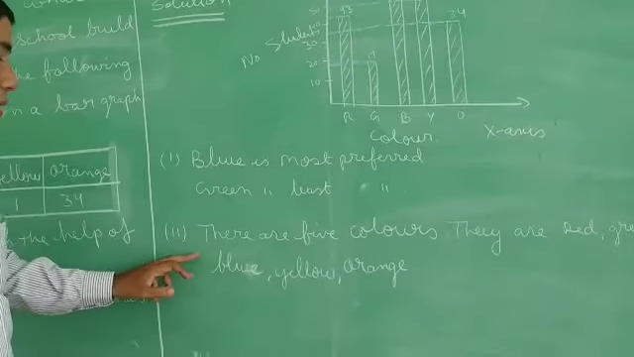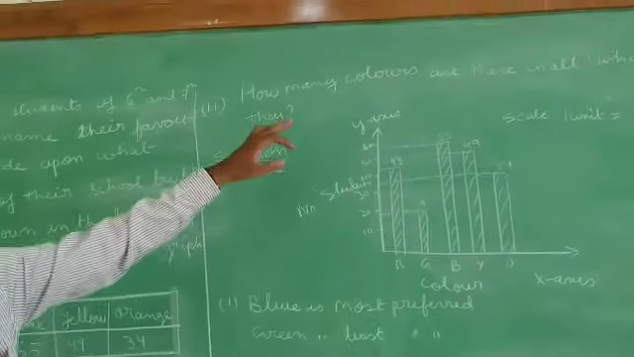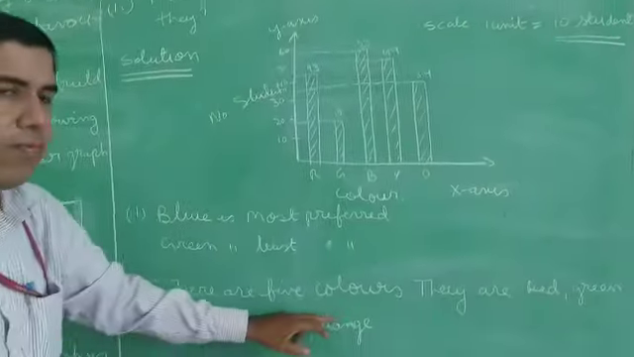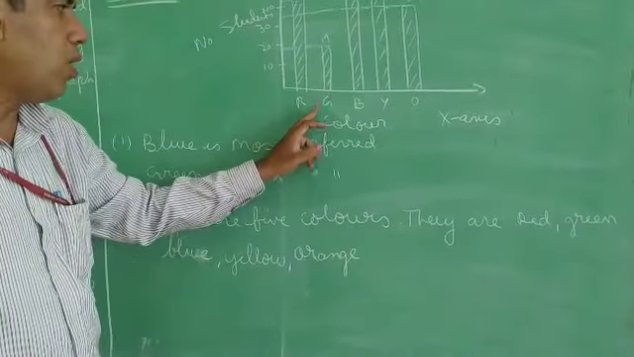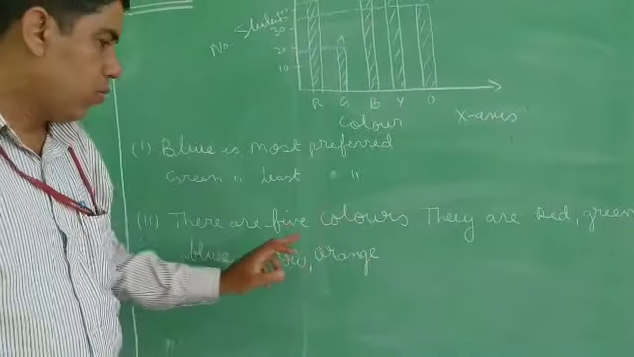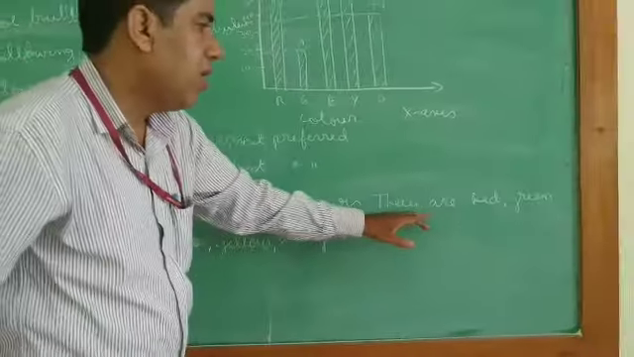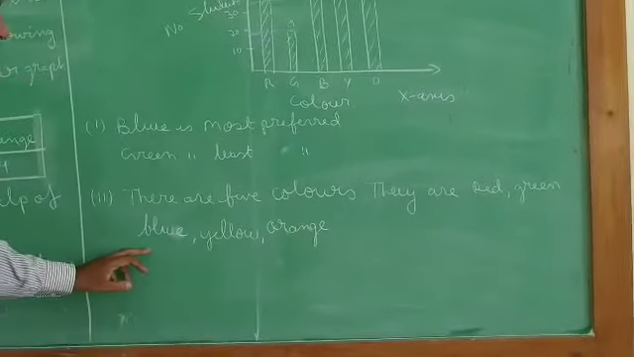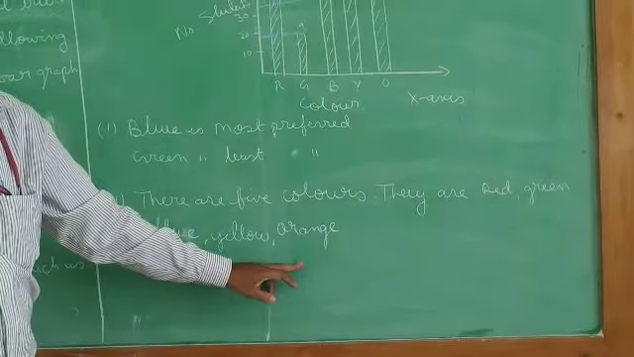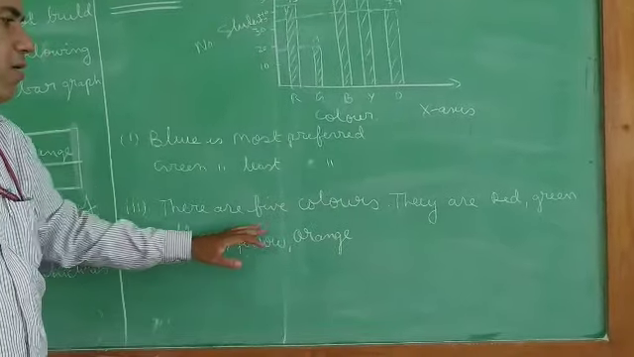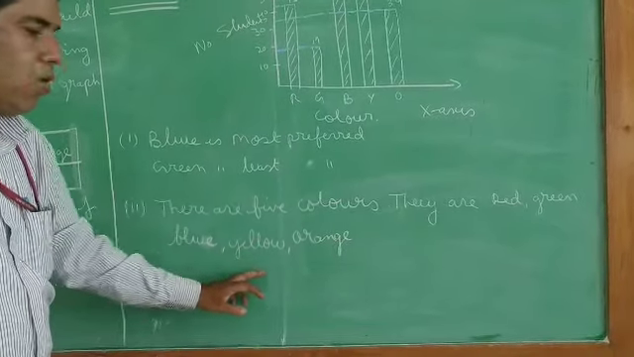Now what is the next question? How many colors are there in all? So there are 5 colors. How many are there? You can count 1, 2, 3, 4, 5. So there are 5 colors and they are red, green, blue, yellow and orange.